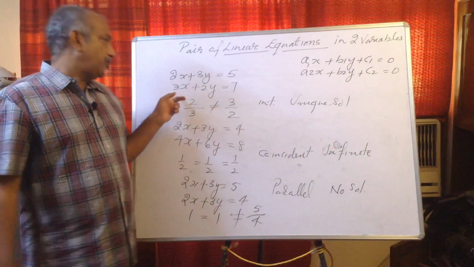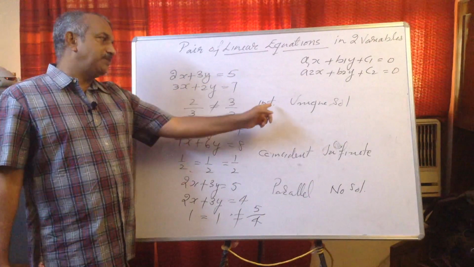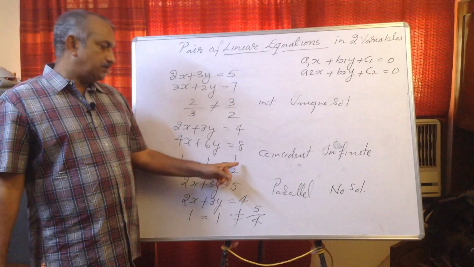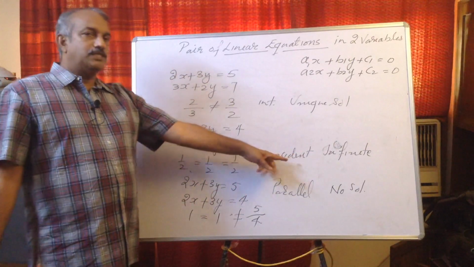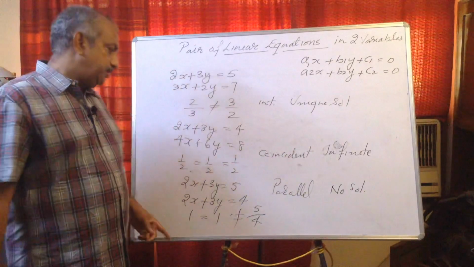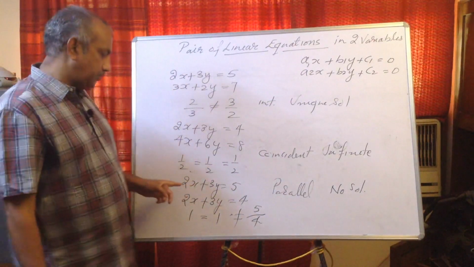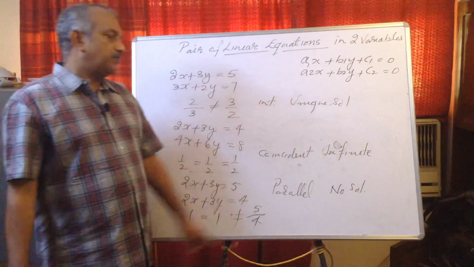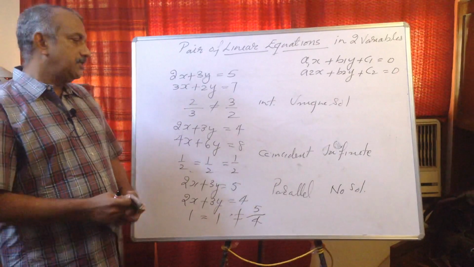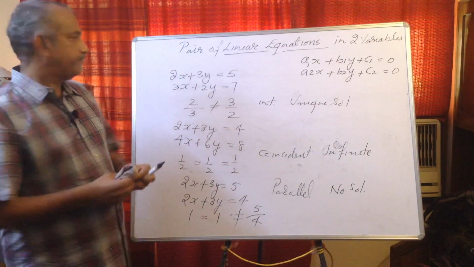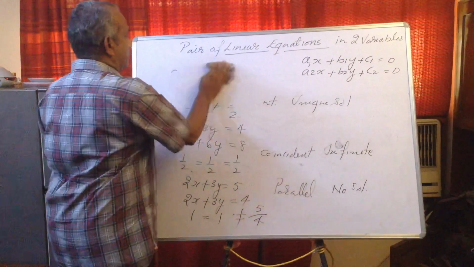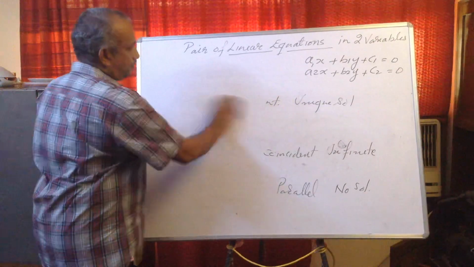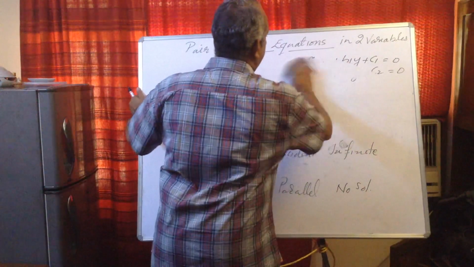So if a1 upon a2 not equal to b1 upon b2, graphs will be intersecting, unique solution. If a1 upon a2 equal to b1 upon b2 is equal to c1 upon c2, graph will be coincident, one line will be over the other and there will be infinite solutions. And last one, if a1 upon a2 equal to b1 upon b2 not equal to c1 upon c2, in that case graph will be parallel and there will be no solution. So this property you have to remember. Whenever you are asked to solve a question, you can check whether there is a solution or not and then you can start solving.